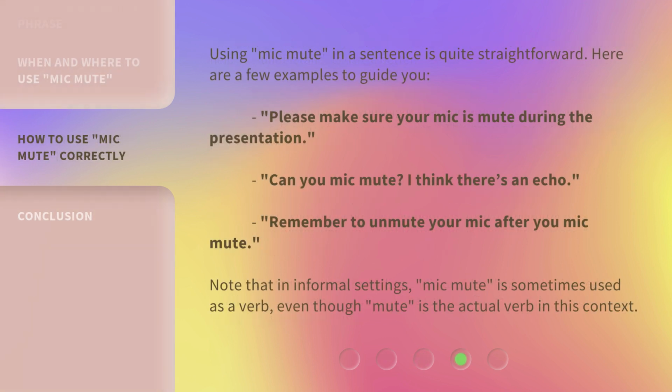Using mic mute in a sentence is quite straightforward. Here are a few examples to guide you. Please make sure your mic is mute during the presentation. Can you mic mute? I think there's an echo. Remember to unmute your mic after you mic mute. Note that in informal settings, mic mute is sometimes used as a verb, even though mute is the actual verb in this context.